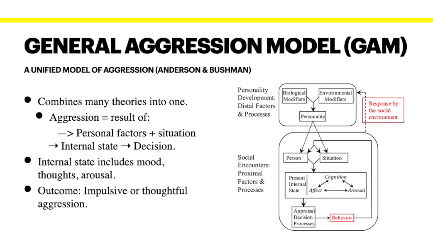General aggression model. This is like a master model combining all others. GAM says aggression comes from personal factors like personality, and situational factors like stress or provocation. These affect your internal state, mood, thoughts, arousal, and then how you decide to act. For example, a tired, frustrated person. So, tired is a personal factor, and frustration is the situation that might have caused it. So, he might snap at a friend even for a small comment because their mind is already primed for aggression.